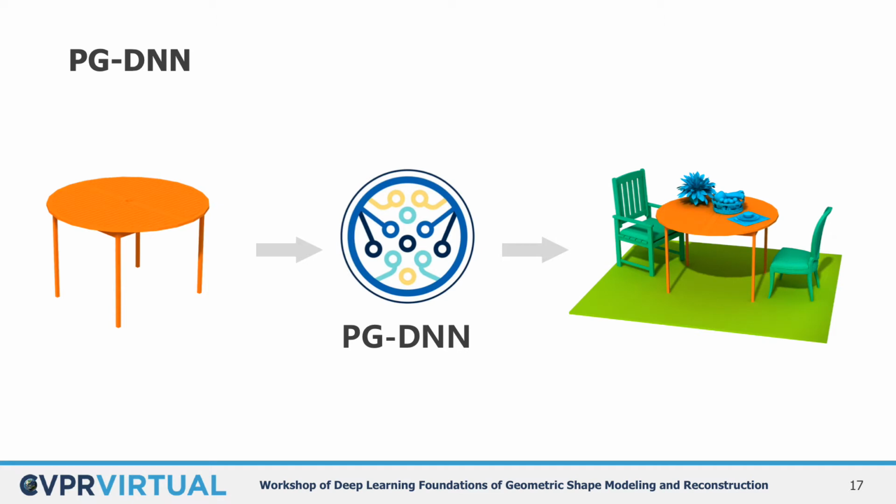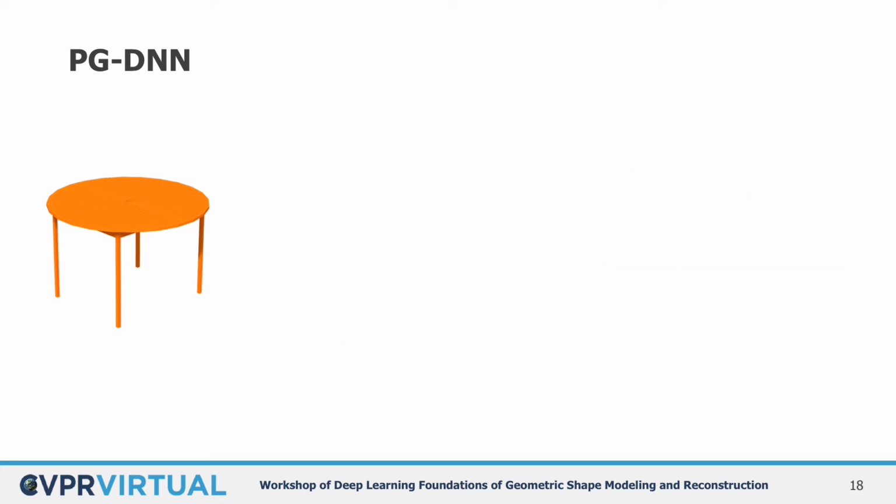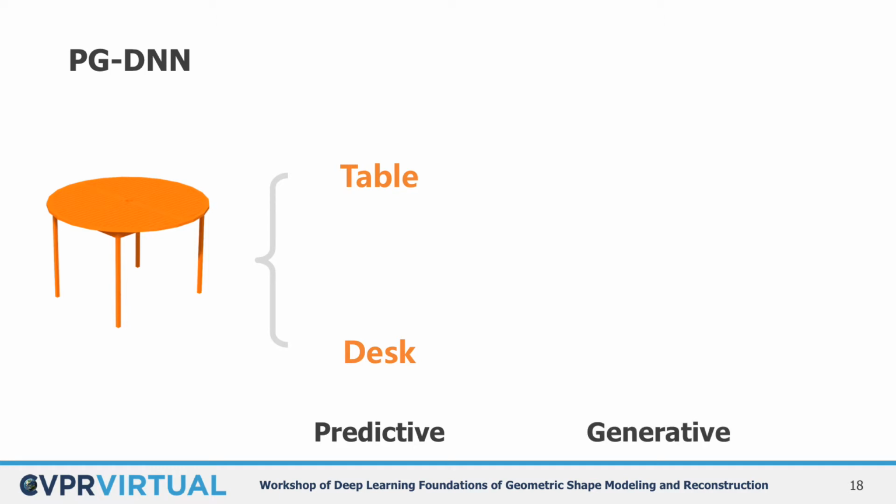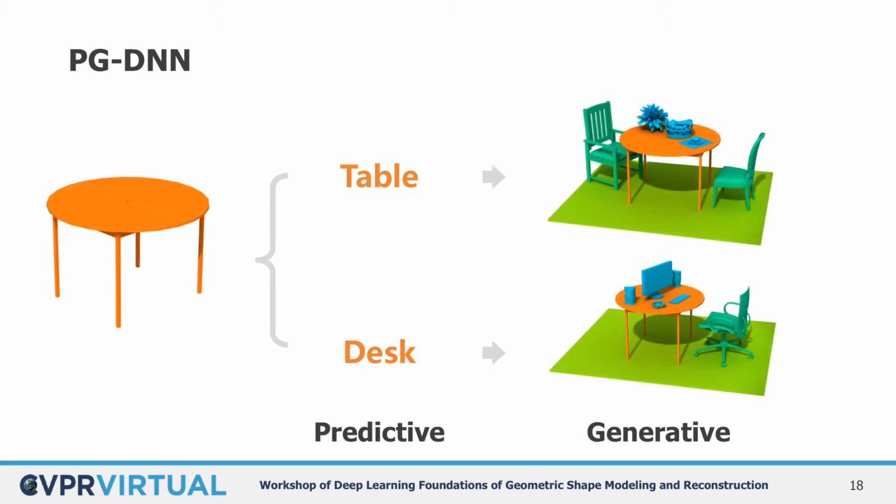Here, predictive means that we are able to recognize multiple functionalities of the given 3D object. And generative means that for each functionality label, we can generate corresponding interaction context to visually demonstrate the object's functionalities. Here is an overview of our method.